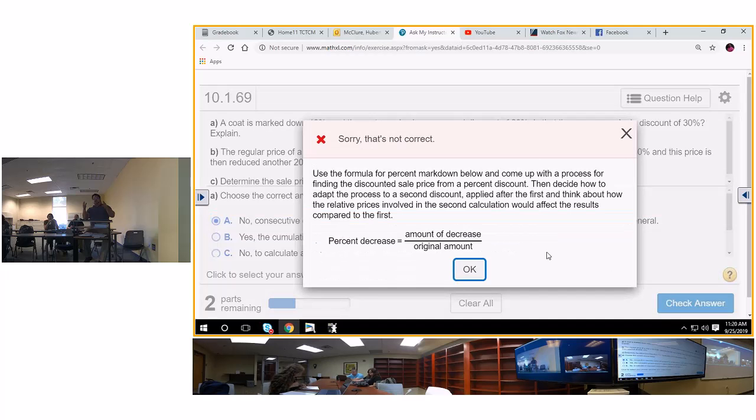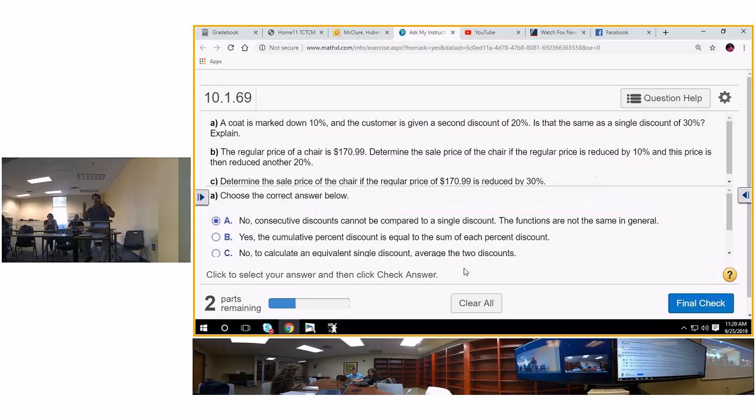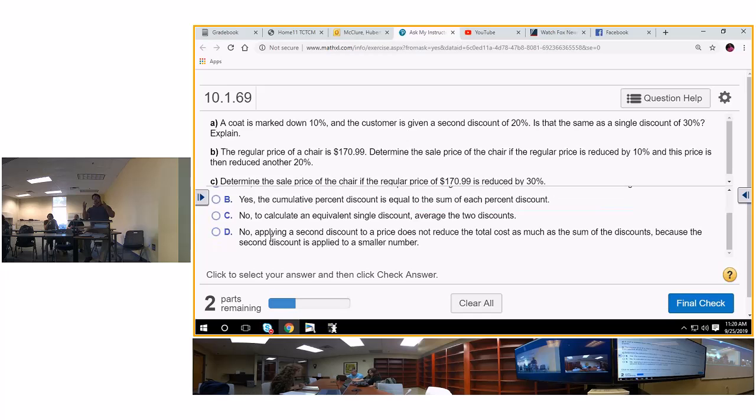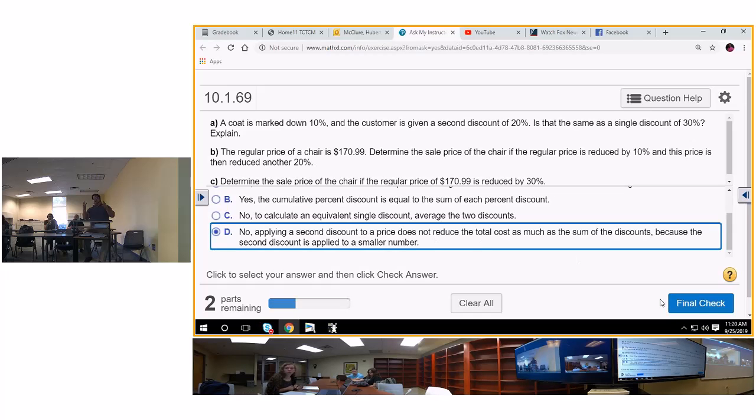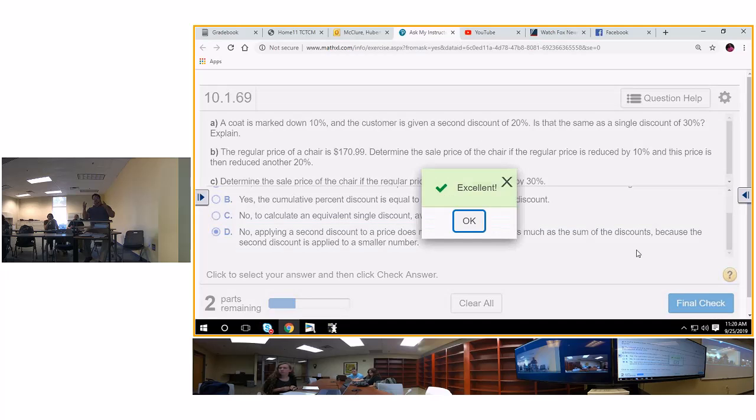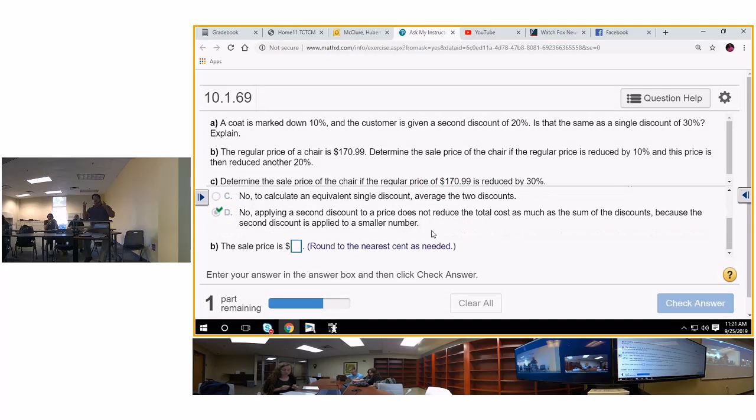Let's see what it should be. Okay. Scroll down. There's another answer. Which is D? Yeah, does not reduce the total cost as much. Is that the only answer? Oh, that's it? Three parts.